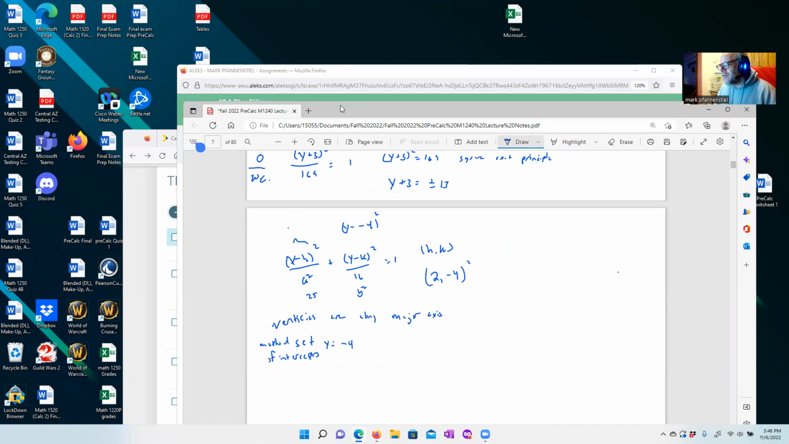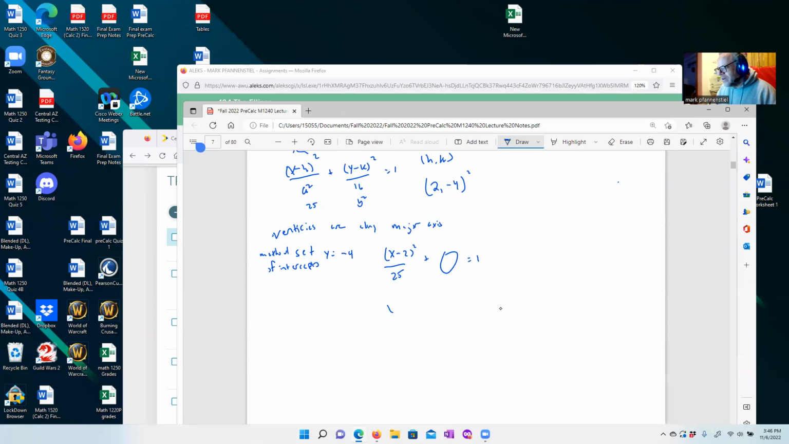Okay, what's going to happen is the y term is going to disappear. So we just have x minus 2, squared, over the 25, plus, when I set y equal to -4, this whole thing is going to be 0, equals 1. So we go ahead and solve that. We're going to have x minus 2 squared equals 25. x minus 2 equals plus or minus 5. Just the square root principle here. Take the square root of both sides. Add 2 to both sides.